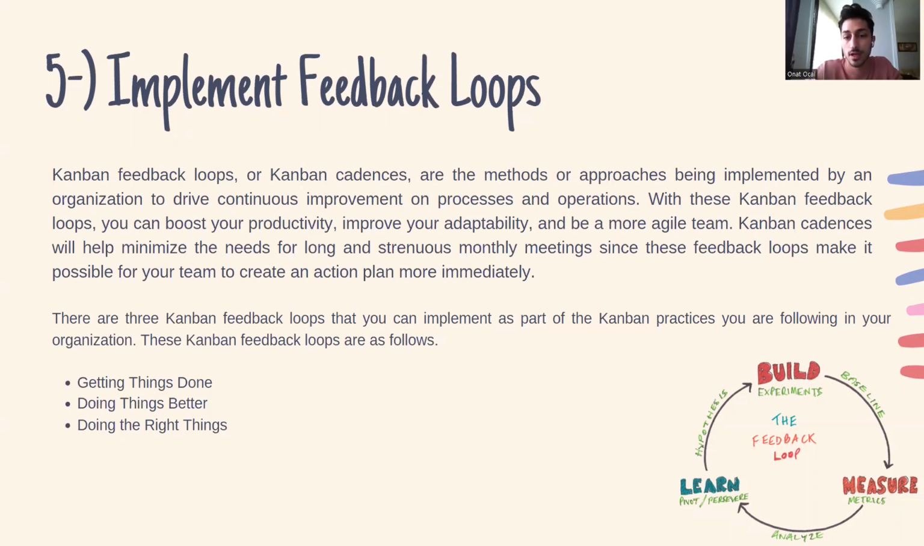There are 3 Kanban feedback loops. The first one is getting things done, the second one is getting things better, and the last one is doing the right things.